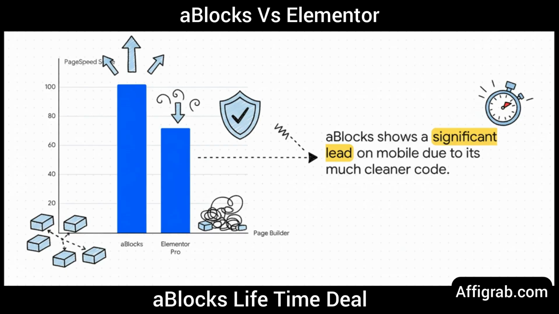Elementor Pro, it's back at 72. That 17-point difference is huge, and it comes down to one thing: cleaner, more efficient code from ABlocks.